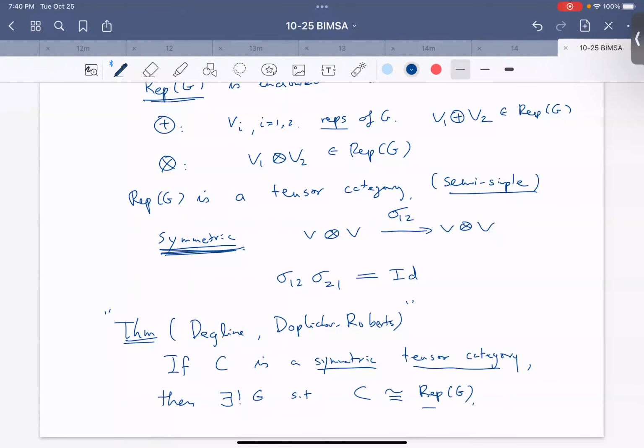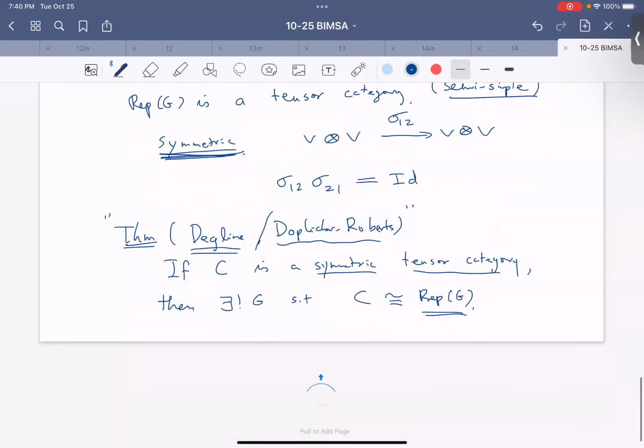Because this example turns out to be the only example, right? In some sense, and of course you see this theorem comes from two different areas and with completely different motivation. Okay, so I'm not too familiar. I know something about Deligne's motivation, but let me talk about Doplicher-Roberts' motivation.